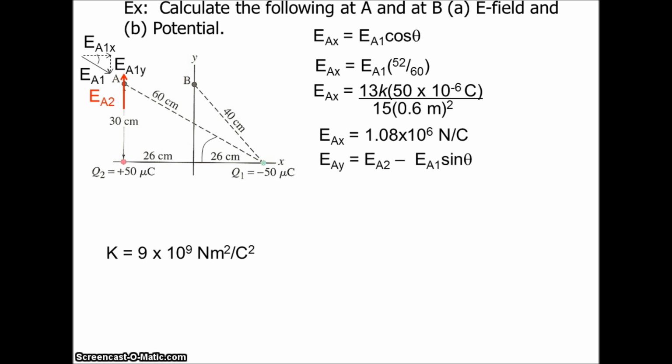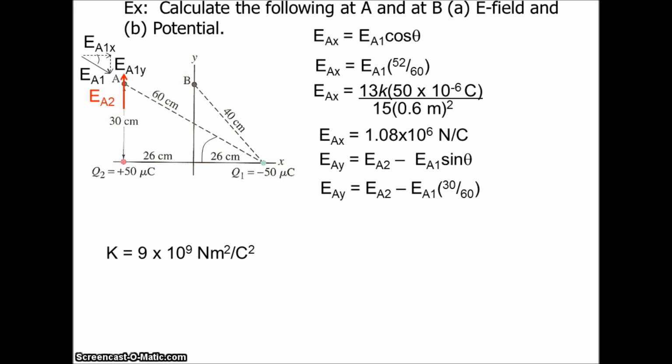Okay, now let's figure out the Y component. There's going to be two Y components. There's the Y component from the charge 1, and it's downward. And of course, there's this Y component from charge 2. In fact, it's all a Y component there. So I'm just going to call that EA2 instead of putting subscript Y. They're in opposite directions. This one here is going to be positive. I'm going to make that one negative just because I chose it to be that way. So if I want to figure out the total Y, it's going to be EA2 minus EA1 times the sine of the angle theta. So sine of theta is going to be given by opposite over hypotenuse, which is 30 over 60.